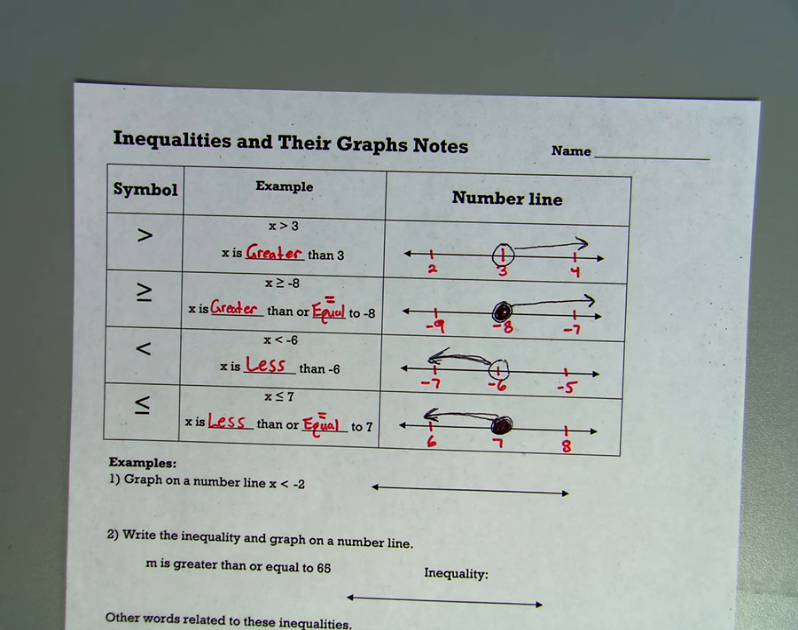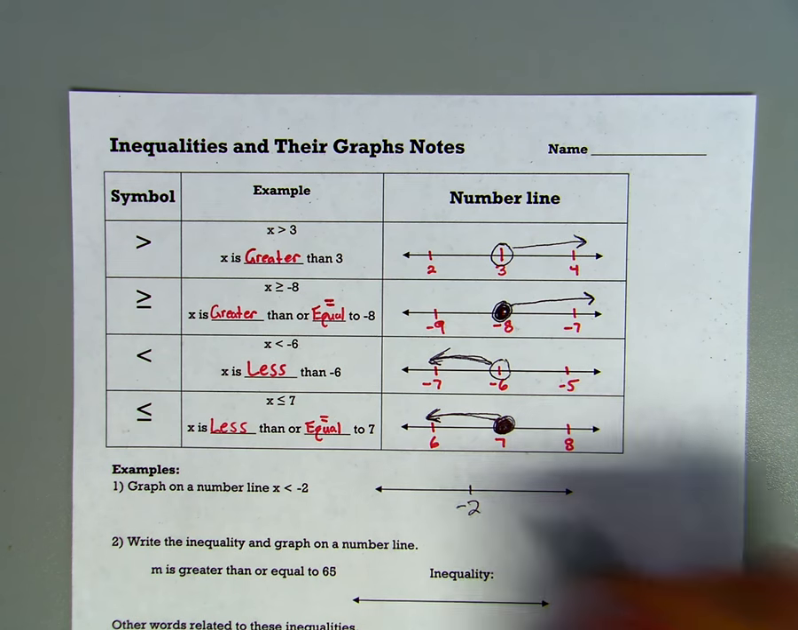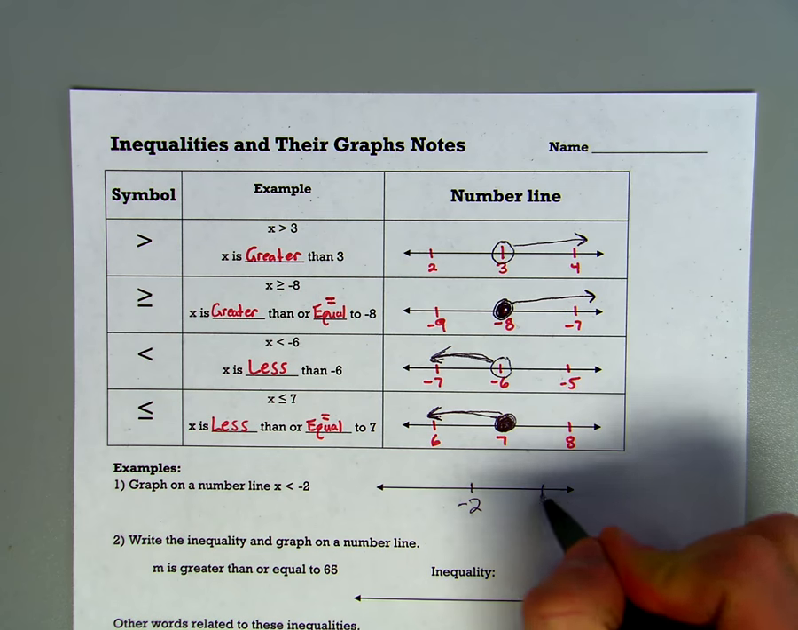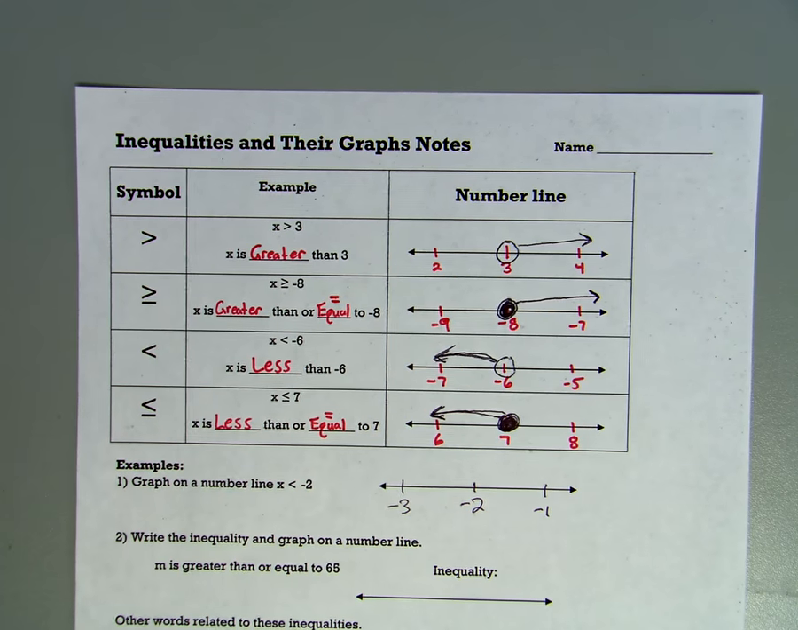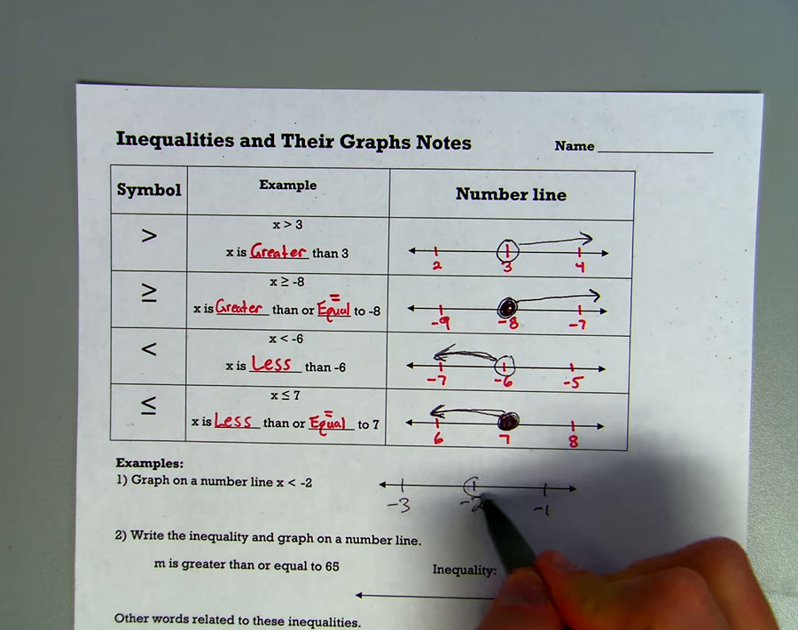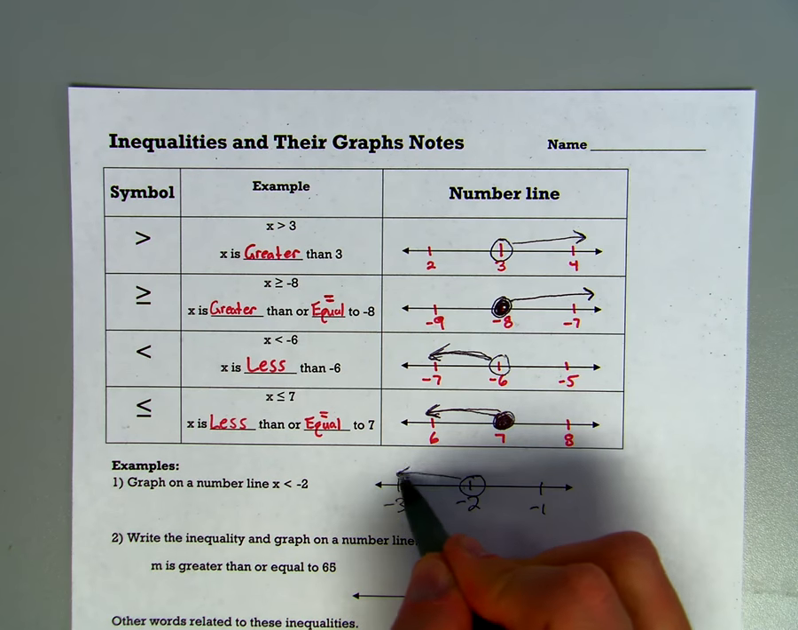So our first example here is graph a number line. x is less than -2. So I'm going to put -2 in the middle here. My number greater than that is -1, and the number less than that is -3. So it's less than -2, so an open circle. I'm going to draw my arrow towards the -3.